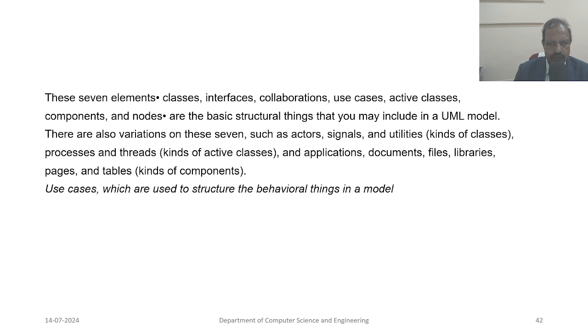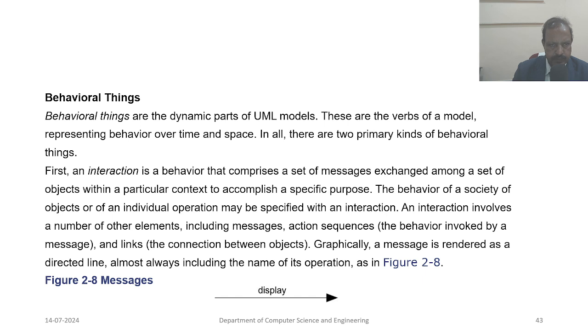In addition to that, we have things like actors, signals, and utilities. These are also there. Then, this is the structural things. Coming to the behavioral things: the behavioral things are the dynamic part of the UML diagram or UML model. They are the verbs of a model, just like display, print, all things are there.